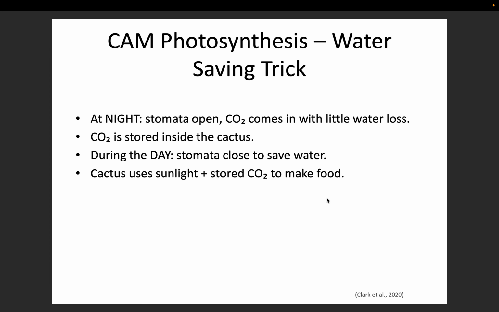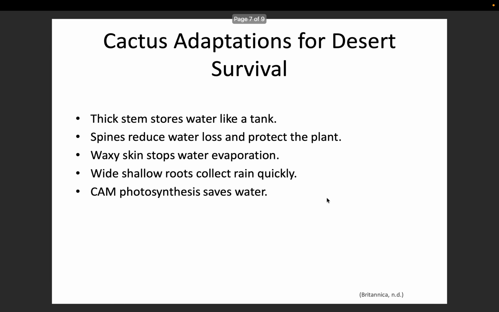The cactus closes its stomata tight to save water, and now it uses sunlight plus the stored carbon dioxide to make sugar. So the cactus collects an ingredient at night when it's safe and makes food during the day. This way it loses almost no water. Isn't nature amazing? Okay, the next slide is cactus adaptations for desert survival.